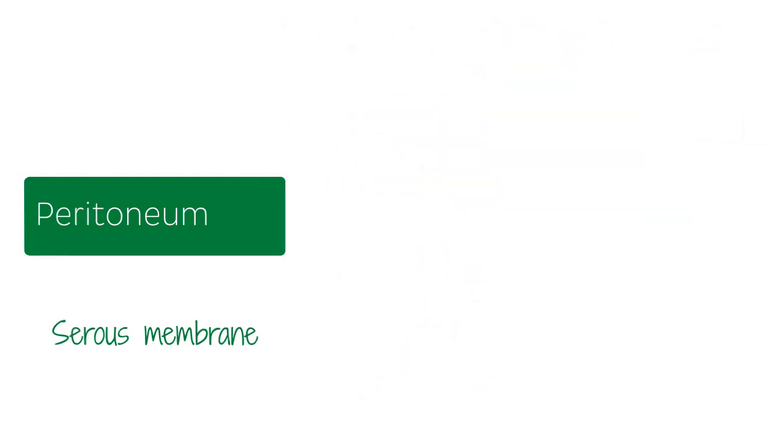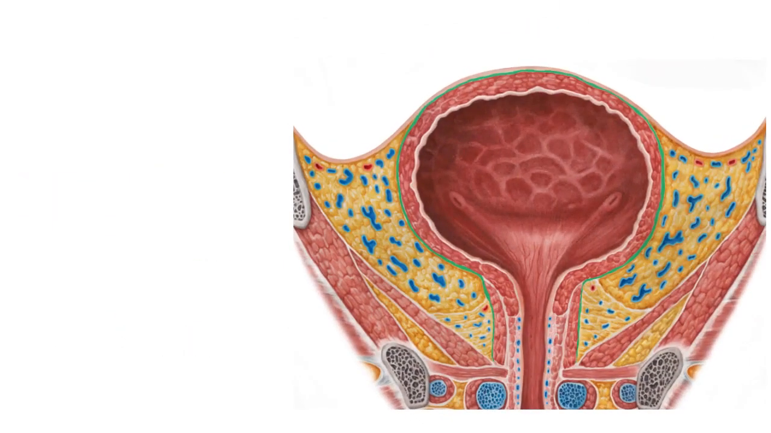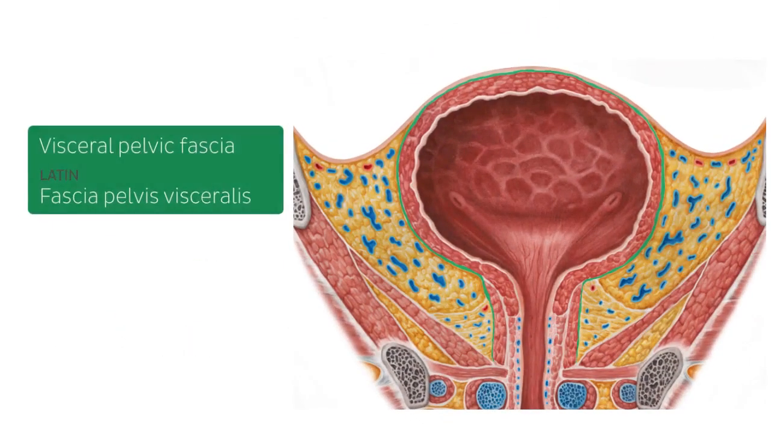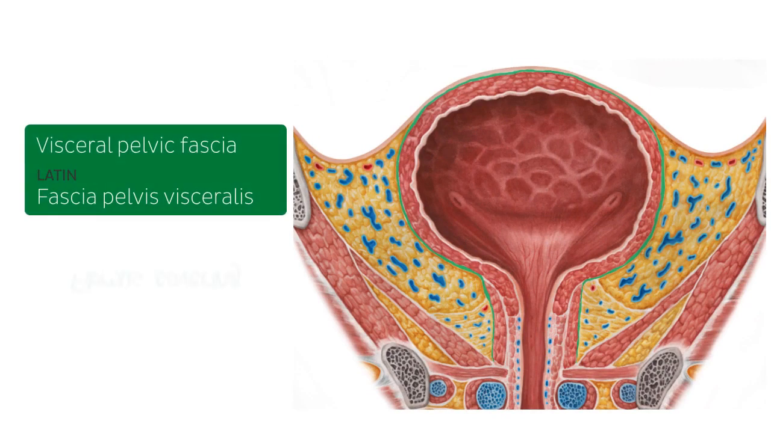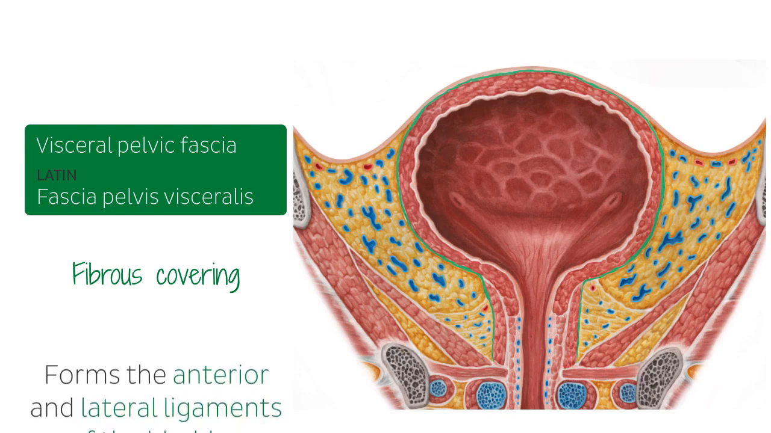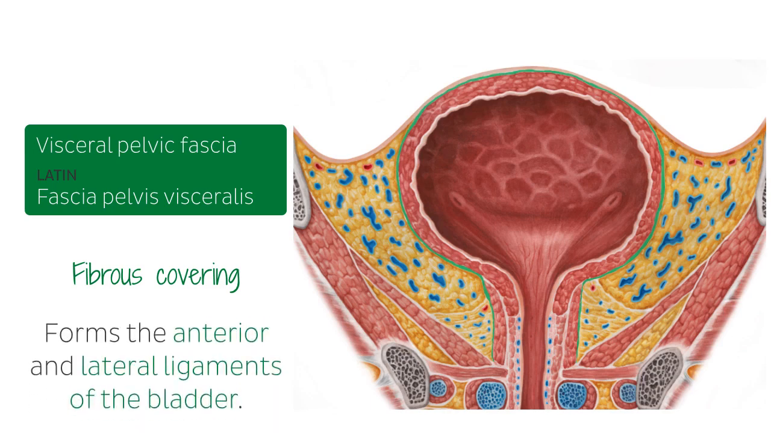The next structure we're going to be highlighting here is known as the visceral pelvic fascia. This is a fibrous covering over the various pelvic viscera that is attached to the diaphragmatic part of the pelvic viscera. In this illustration, we see the part of the pelvic fascia that covers the bladder. Also worth noting that it forms the anterior and lateral ligaments of the bladder.